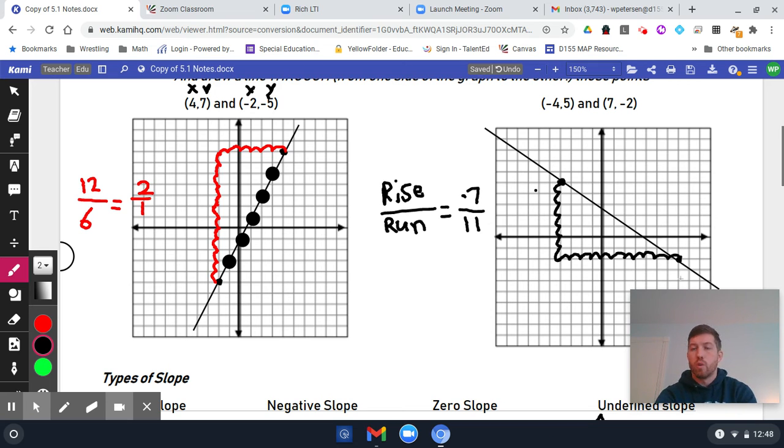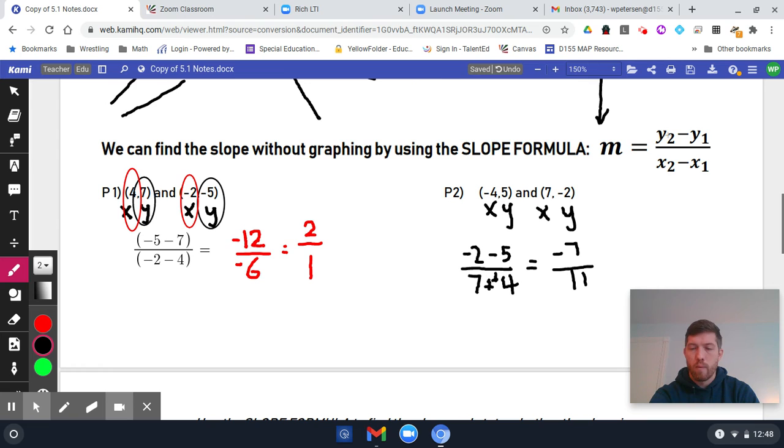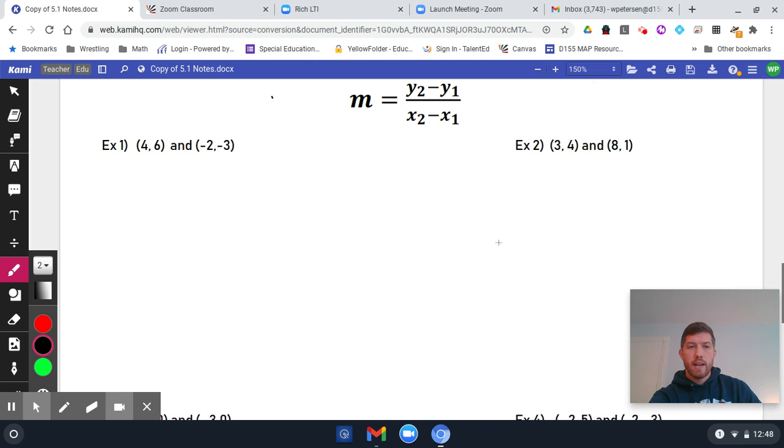If we have the ability to graph it, we could graph it, label it, and count, rise over run. Or we can use our slope formula, which is our y's on top, we subtract them from each other, and our x's on the bottom, we subtract them from each other. And then slope is always written as a fraction. Yes, is this a decimal? 100%. But do we want to write it as a decimal? No.